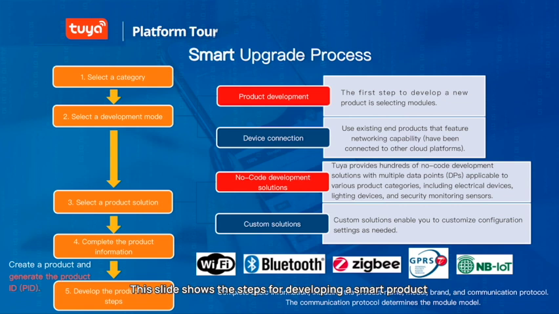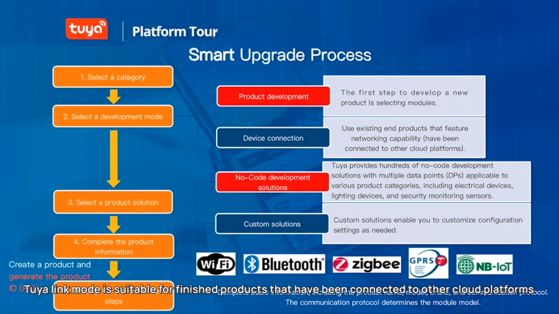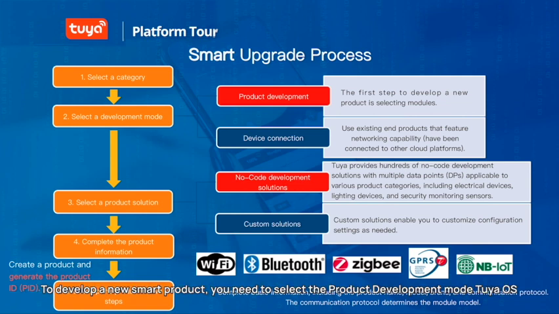This slide shows the steps for developing a smart product. Select a product category, such as the socket, to select a smart development mode. Tuya Link mode is suitable for finished products that have been connected to other cloud platforms. To develop a new smart product, you need to select the product development mode, Tuya OS. Select a development solution based on your conditions and requirements.